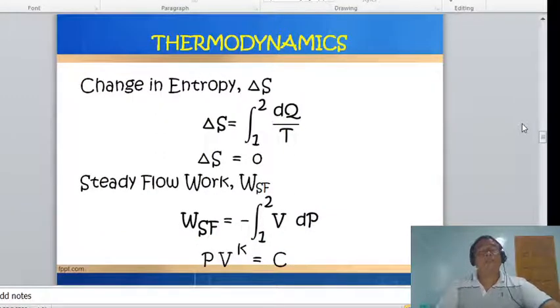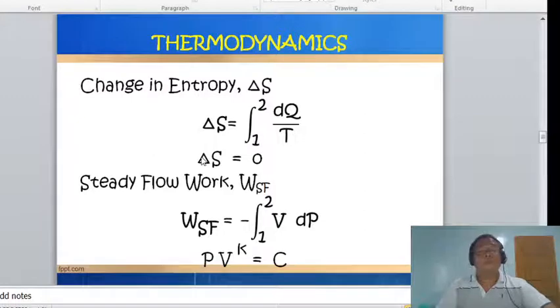For the change in entropy. Again, delta S equals the integral of dq over T, and since S is equal to constant, from the TS diagram, delta S is also 0 here. And also for the dq, since heat transfer is also 0, therefore delta S is equal to 0. And the last one is for the steady flow work.